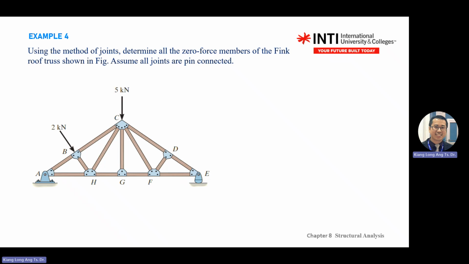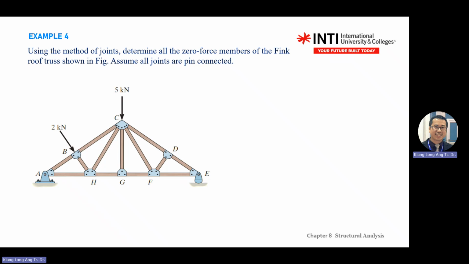Never mind, the zero force member is an external force. Because this one will transfer to somewhere. Even if you take this external force out, the force will move in the straight line also. Force is a vector. You can move here, you can move here, as long as it moves in the straight line. Then what else? Because of symmetry, DF is a zero force member.